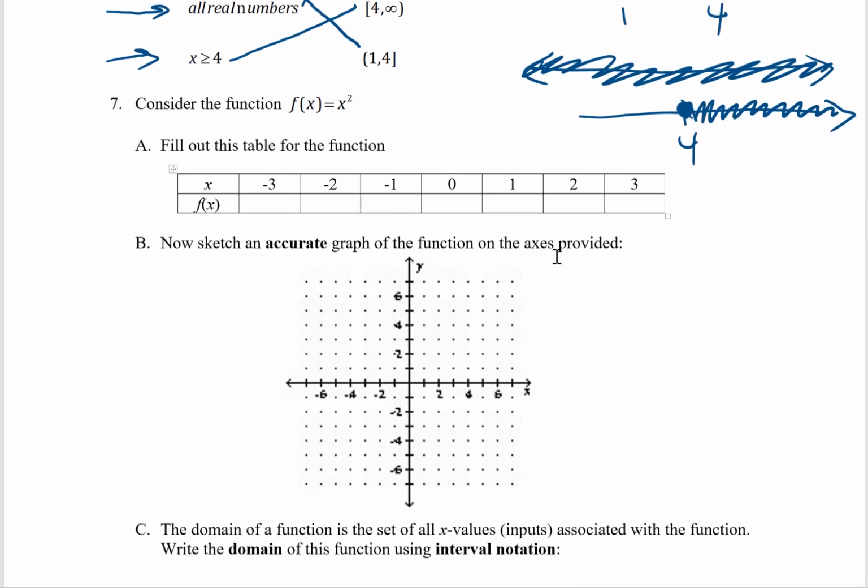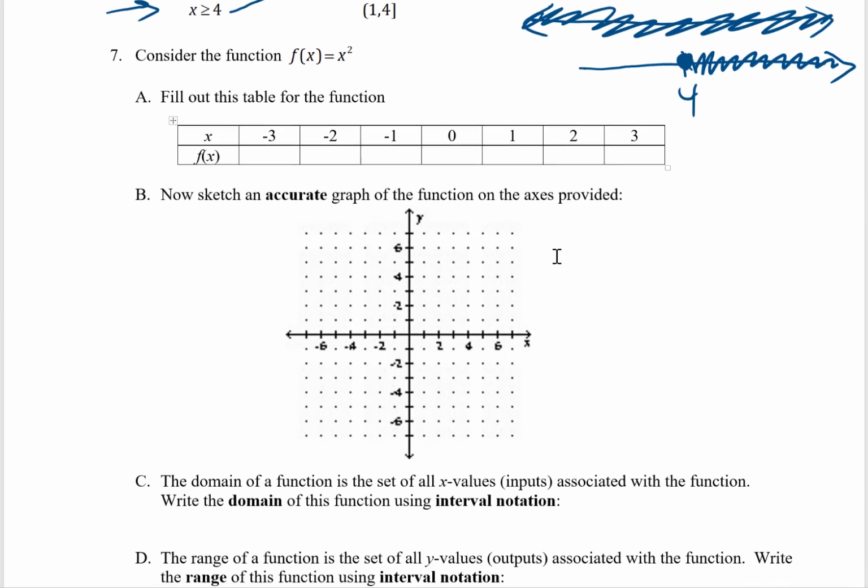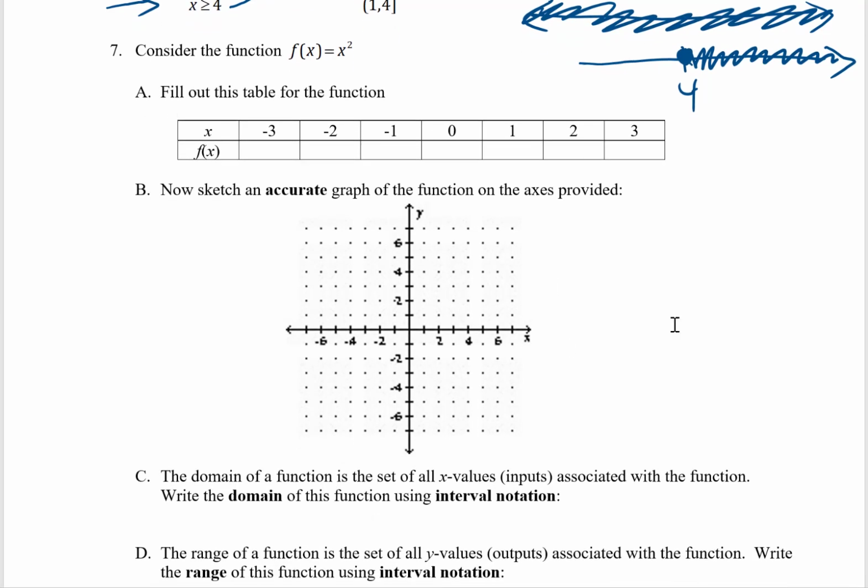Problem number 7, I'm given a function, f of x equals x squared, or you could write that y equals x squared. Let's first plug in some x values and get some outputs. It's very easy. All you have to do is square each x. So negative 3 times negative 3 would be 9. Here I'm going to get 4, 1, 0, and then 1, 4, 9. Just multiplying each x value by itself. So 1 times 1, 2 times 2, etc.